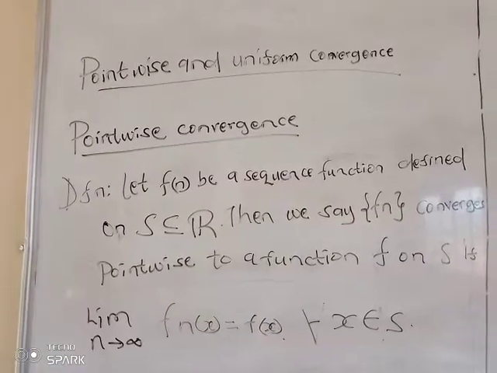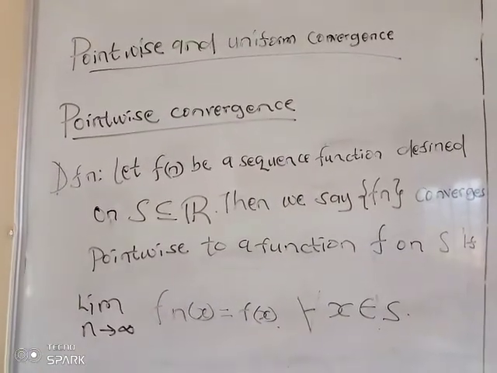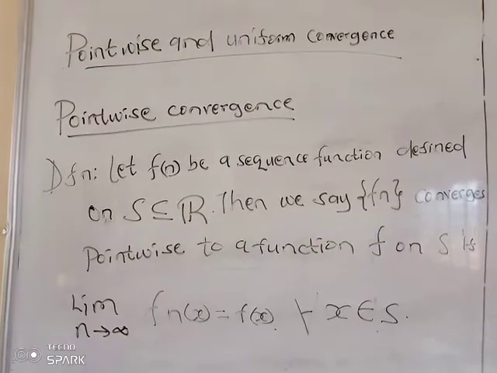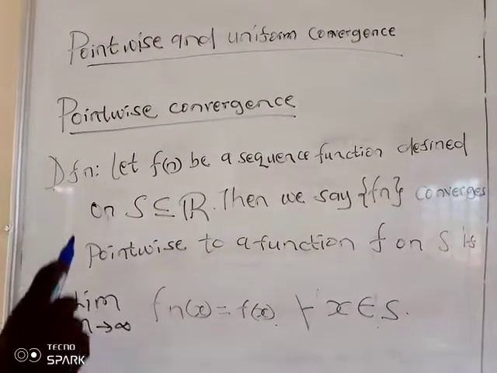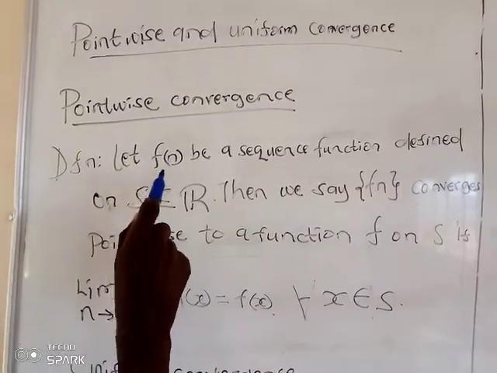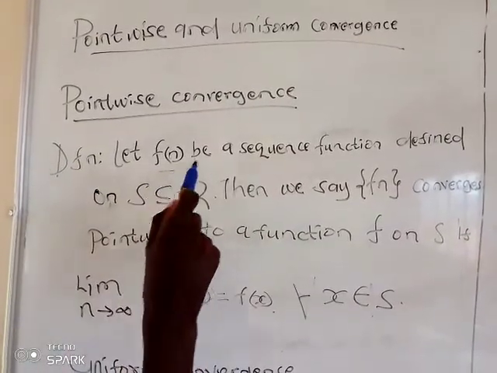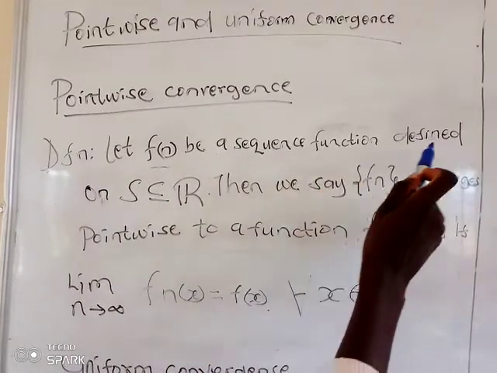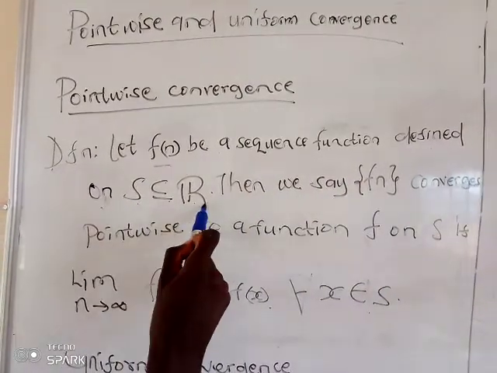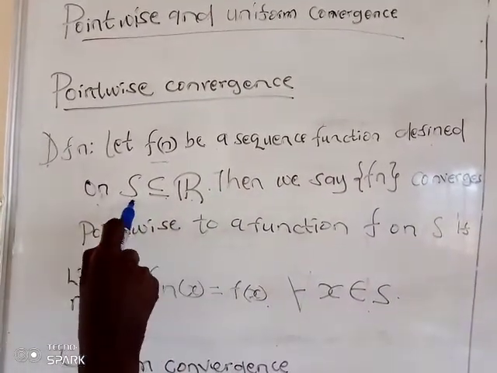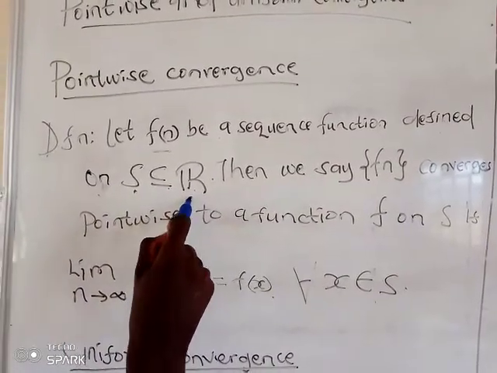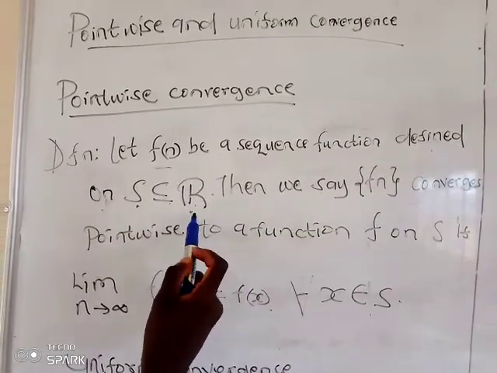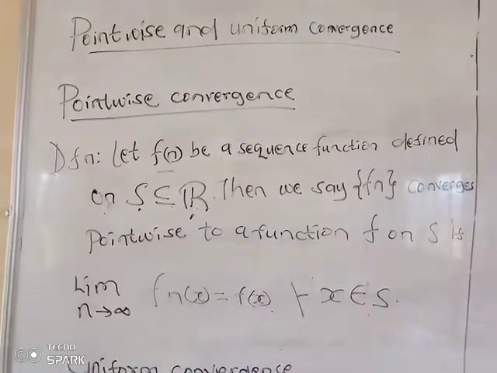We are going to learn about pointwise and uniform convergence. We shall start with the definition of pointwise convergence. By definition, we let f_n be a sequence of functions defined on S contained in R. This implies that S is a subset of what? R. And R for this instance is what? The set of real numbers, which ranges from negative infinity to infinity.